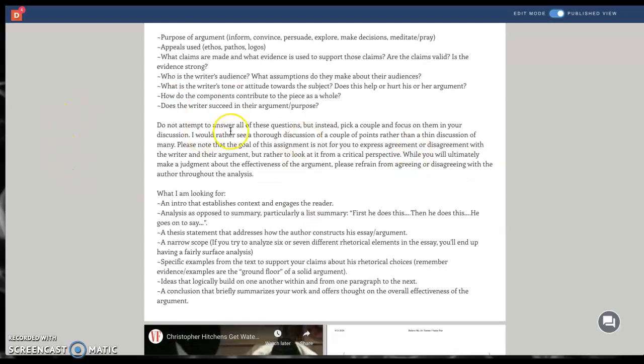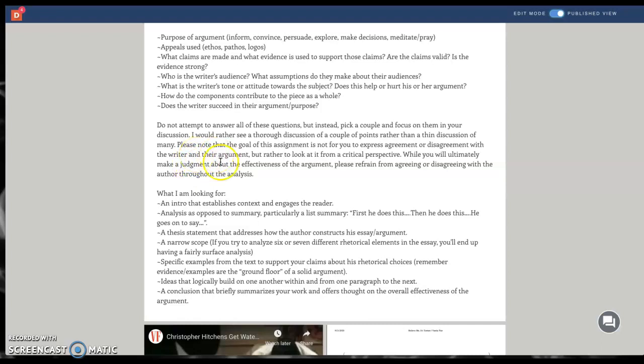Again, don't try to answer all these questions. And matter of fact, we'll get down to this in just a second as well. I would suggest for the best of these rhetorical analyses, you're only going to pick maybe one, maybe two of these elements to focus on. I'd rather see a thorough discussion of a couple of points. Maybe you're just talking about ethos, or just audience, or just tone, rather than a thin discussion of many.